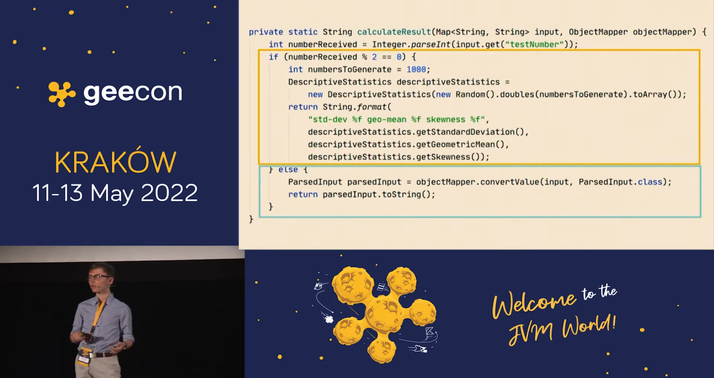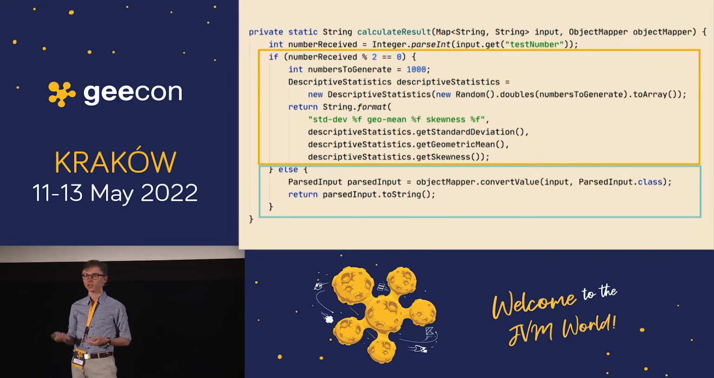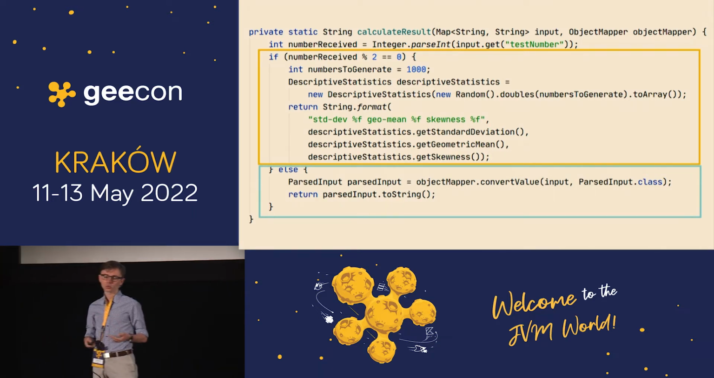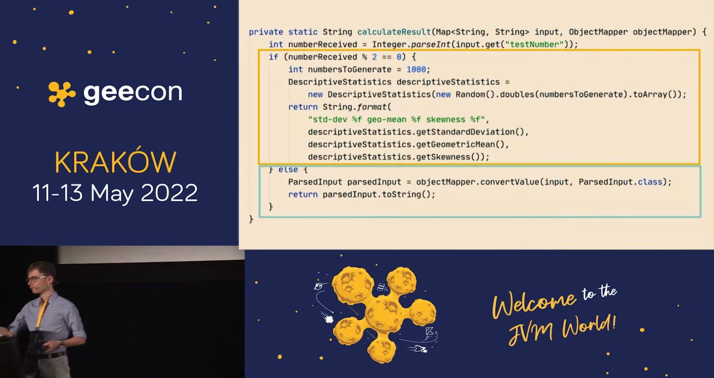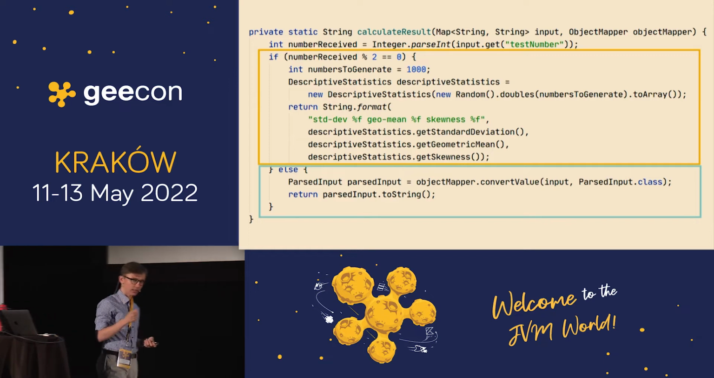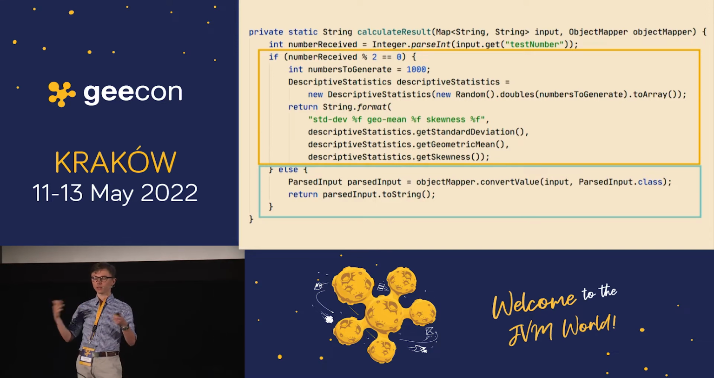So in this example, I've expanded the business logic, and based on the input, for one branch, 1,000 random numbers will be generated, and some math statistics will be calculated using the Apache library. In the second branch, the Jackson library will be used to parse the JSON, map it to our custom class, and call the toString method on it. So we have two distinct code paths that use two different libraries to implement the logic.